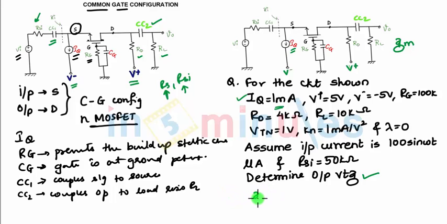Why? Because we know the equation for gm is twice Kn into VGS minus VTN. From the question they have given the value of Kn and the value of VTN, but we don't know the value of VGS. So for this, what we can do is: I know IQ equals IDQ equals Kn into (VGS minus VTN) the whole square.